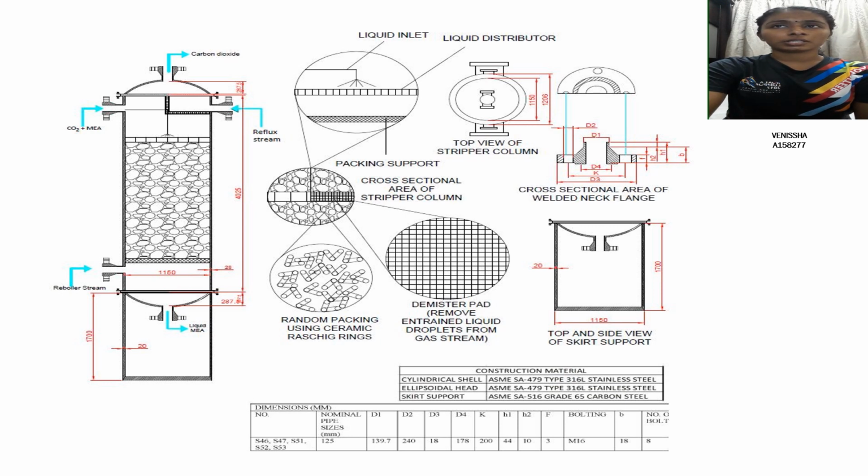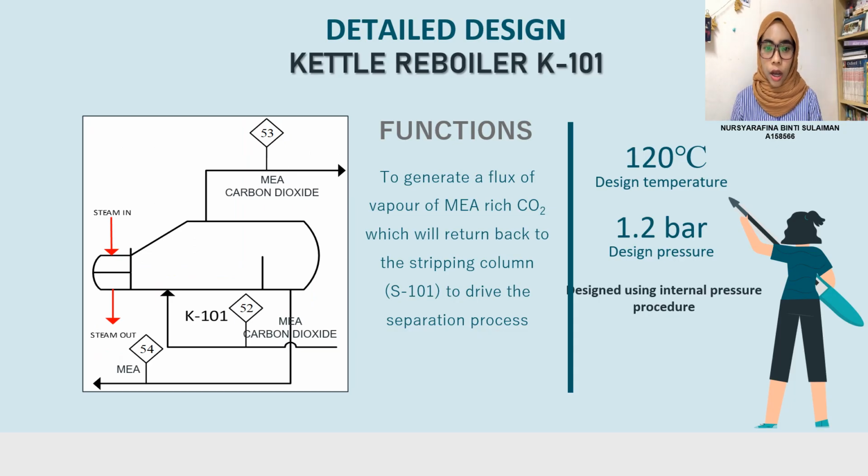The mixture of CO2 and MEA enters through a liquid inlet and is distributed into the packing by a liquid distributor. A demister pad is placed close to the outlet of carbon dioxide to remove entrained liquid droplets from the gas stream. Now I will elaborate on the kettle reboiler unit for detailed design and mechanical design.